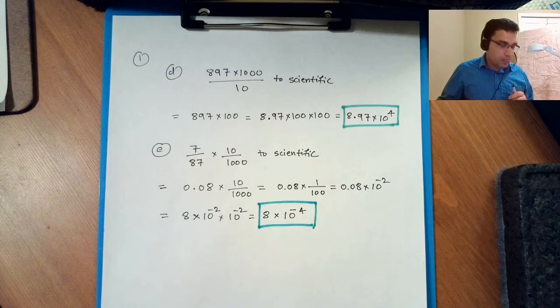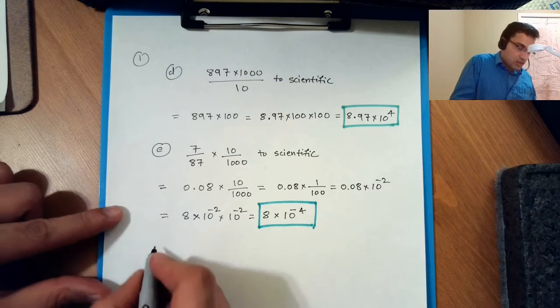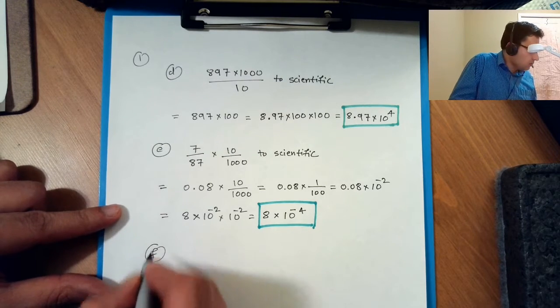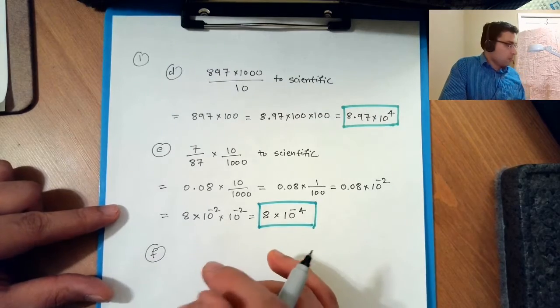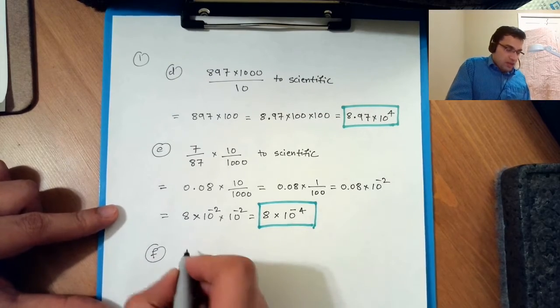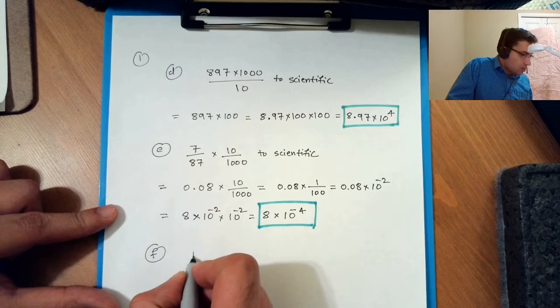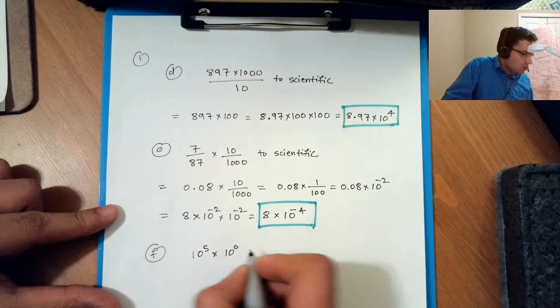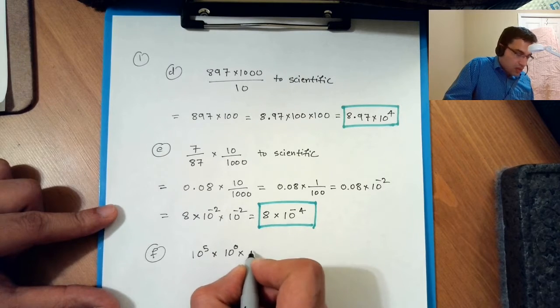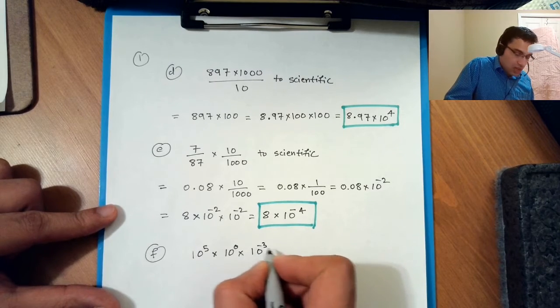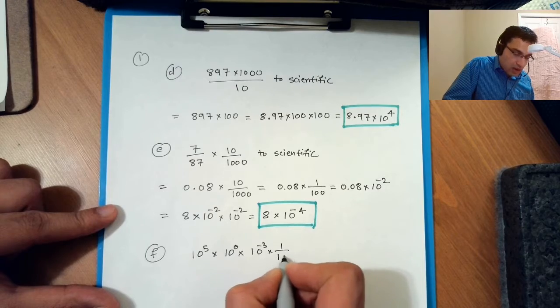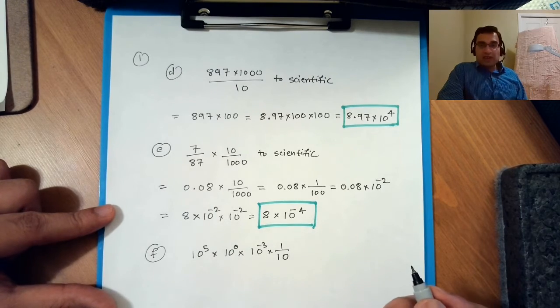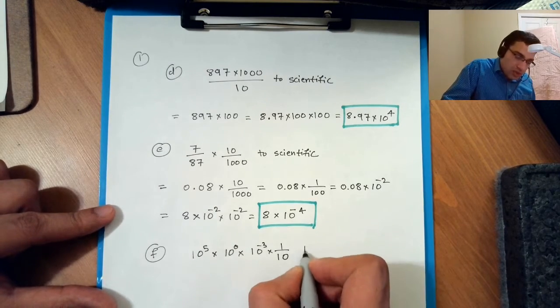Okay, what's next? Now this is the F. This is the last one of this first problem. It says 10 to the power 5 times 10 to the power 0 times 10 to the power negative 3 times 1 divided by 10. Convert this to decimal.